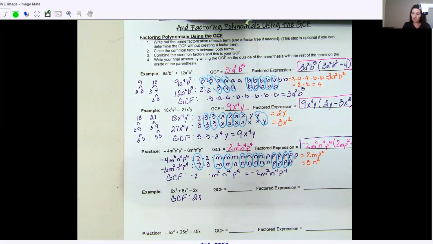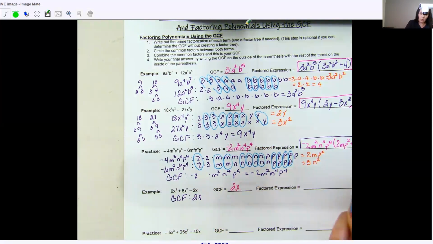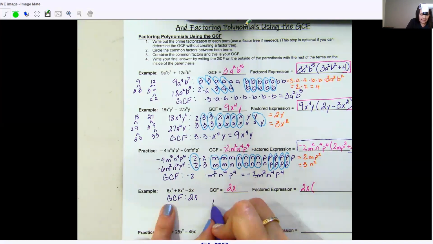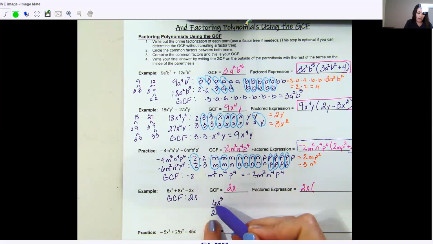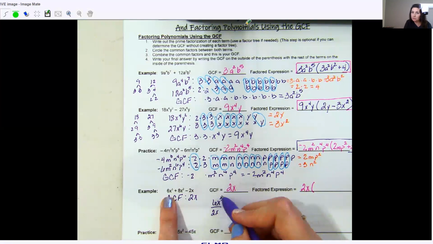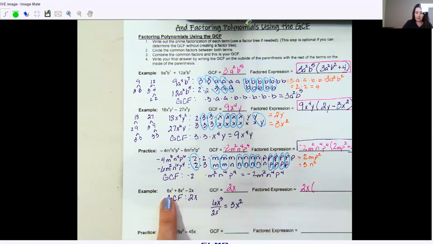Once you figure out your greatest common factor, how do you figure out the rest of the expression? Well, it's like dividing. If I take 6x cubed divided by 2x, that first term becomes a 3. And remember, when you divide with exponents, you're just subtracting them. So 3 minus 1 is 2. So I'm left with 3x squared, and that's what will go in here as your first term.